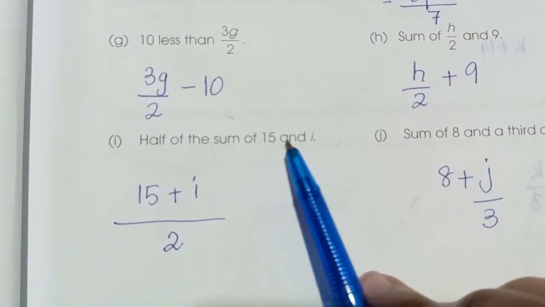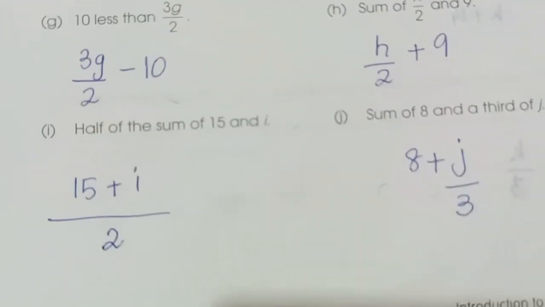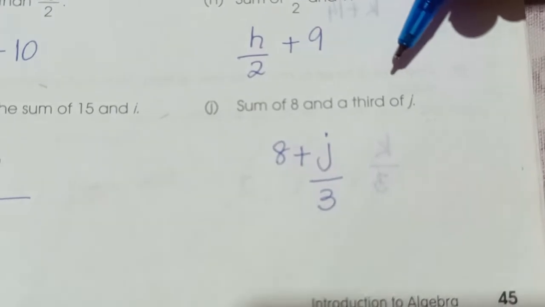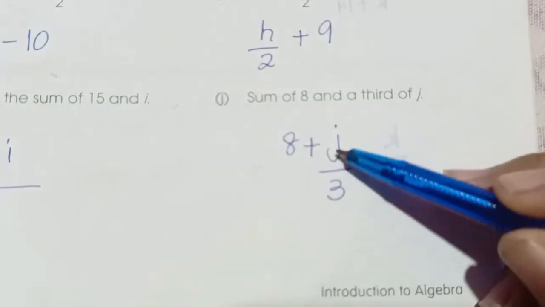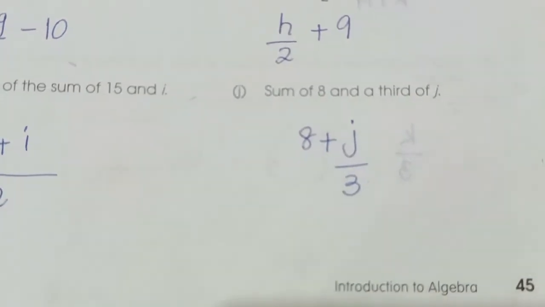Half of the sum of 15 and i. 15 plus i, and half means 1 upon 2, the half of a number. 8 plus a third of j. J upon 3 is the third, so 8 plus j upon 3.